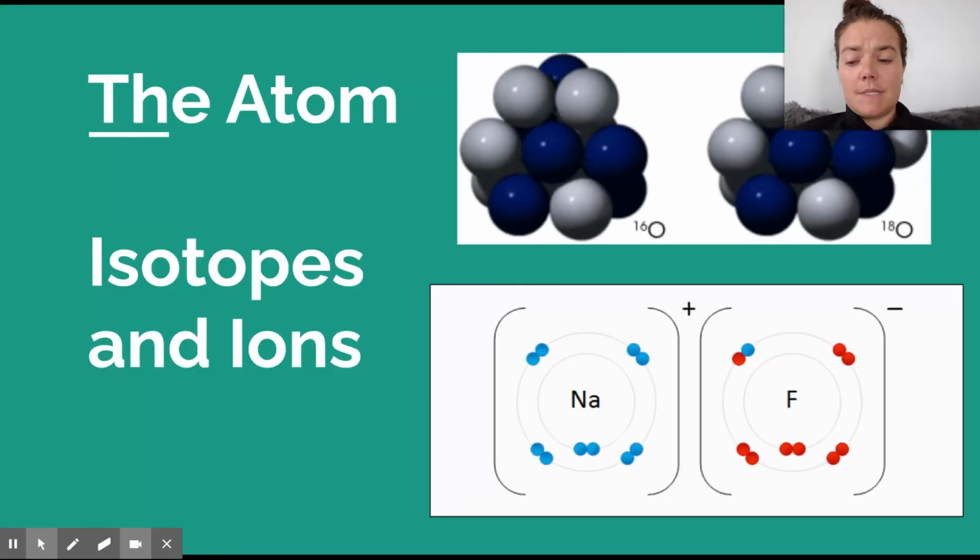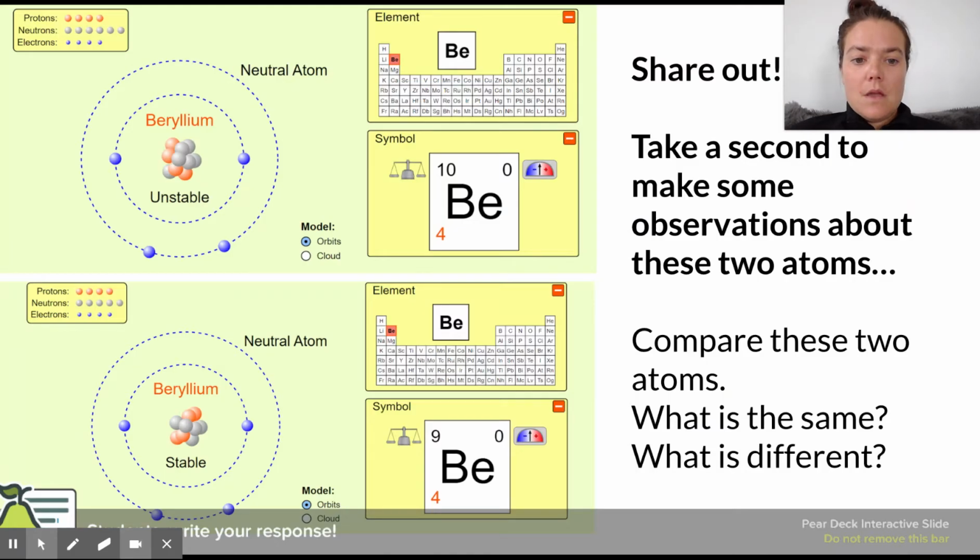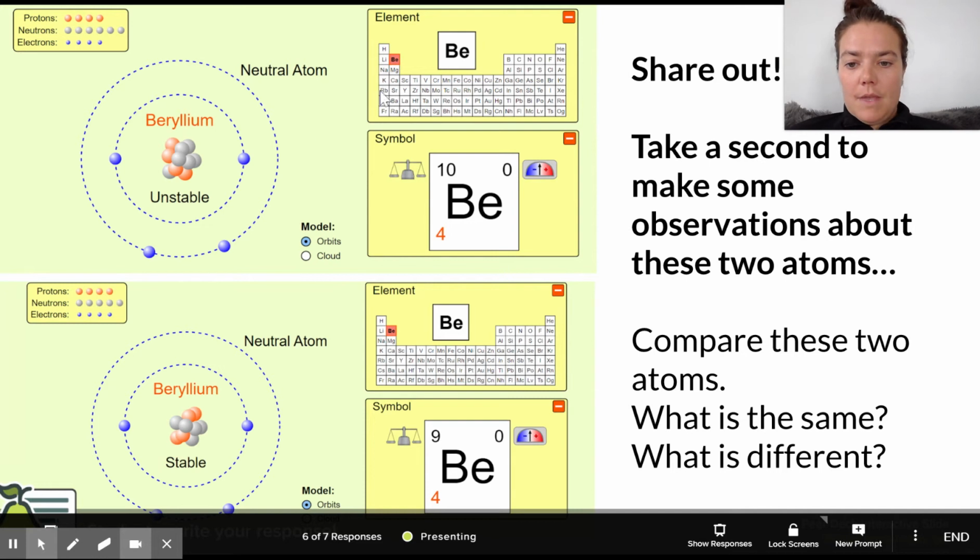So today we're talking specifically about isotopes and ions. Let's start by taking a look at these 2 screenshots and making some observations. What are some things that you see that are the same, and what are some things that are different? What you guys brought up is that both atoms are beryllium. They're both Be. They both have 1, 2, 3, 4 protons. They both have 4 electrons. They're both neutral atoms. Those are some things that are the same.